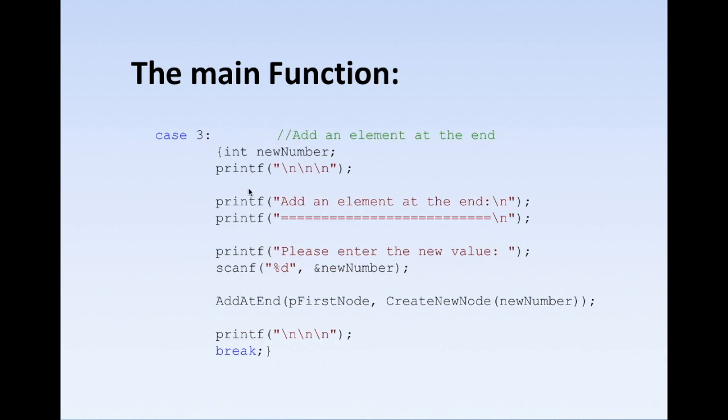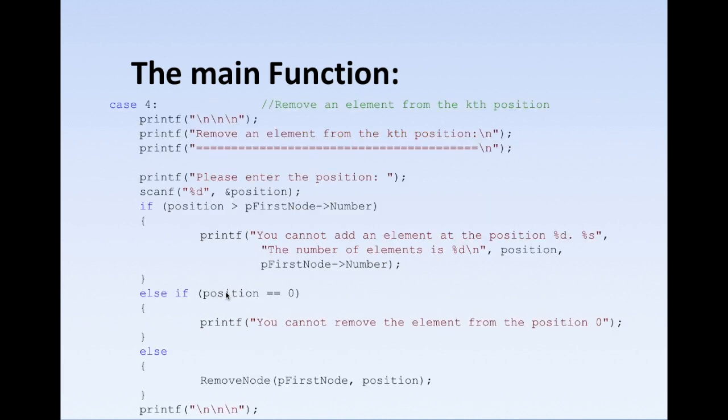If the user enters 3, we go to case 3, where we add an element at the end of the list. So we call add at end, and we use the new number that we input from the user in order to create a new node here, which of course returns the pointer to the new node, and we pass it to add at end.